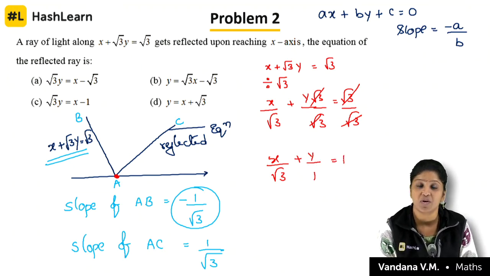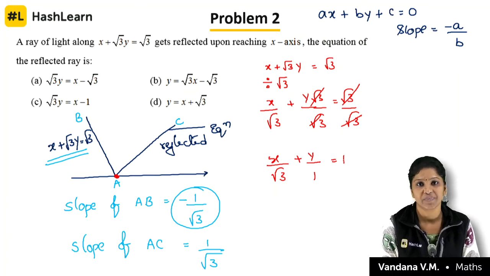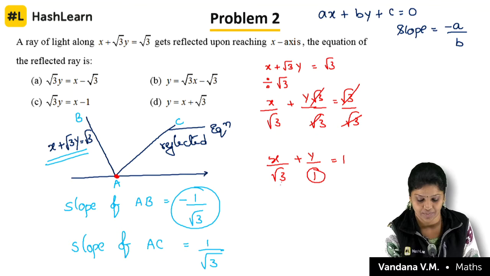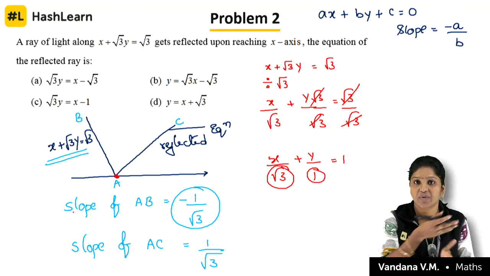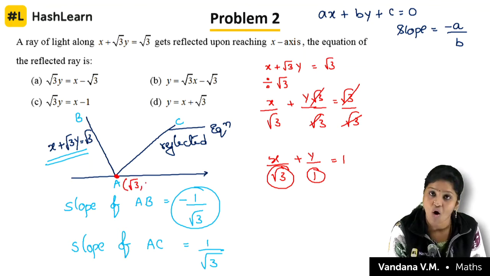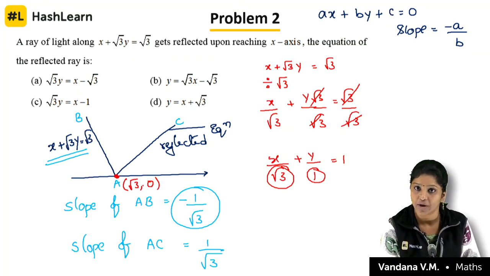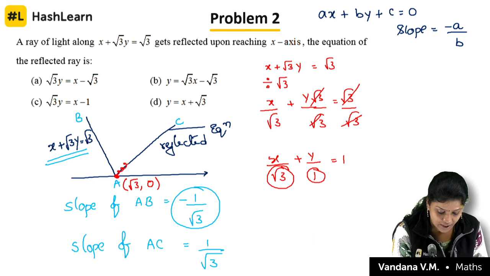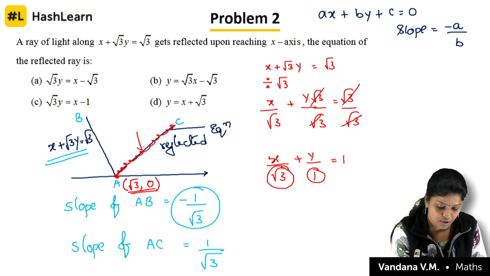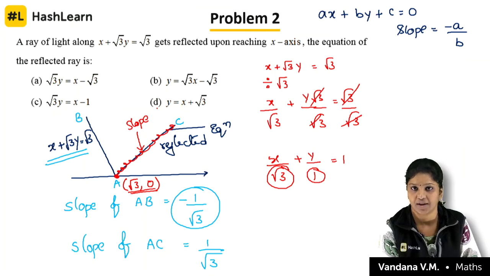Now it is in the intercept form, x by a plus y by b is equal to 1, where a denotes the x-intercept and b denotes the y-intercept. So, what is here? The x-intercept is from the origin to that point. So, this point is root 3 on the x-axis, so it becomes (root 3, 0). Understood, right? Now, what do I know? I know this line is passing through (root 3, 0) and I know the slope of it. So, I can easily find out the equation of that straight line, isn't it?